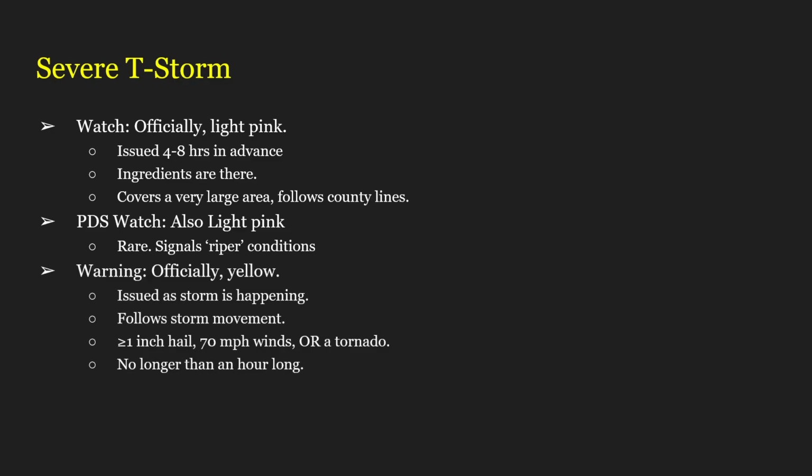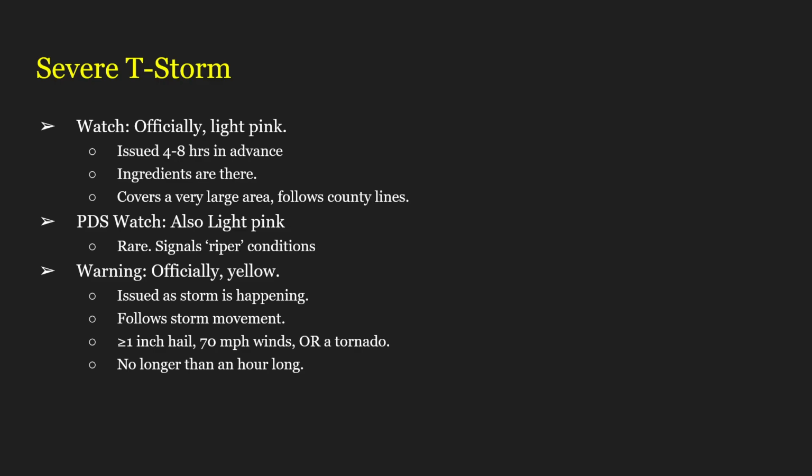Moving on to the severe thunderstorm warning. Officially, these are yellow. So they may be seen as red, though, on stuff like the Weather Channel or my radar sometimes. I believe the Weather Channel does actually use yellow, though, to distinguish them from tornado warnings. Again, though, the severe weather warning is issued as a storm is happening. These also follow storm movement and do not need to follow county boundaries. Severe thunderstorm warnings have a criteria of 1 inch hail or greater, 75 mile per hour winds, or a tornado.